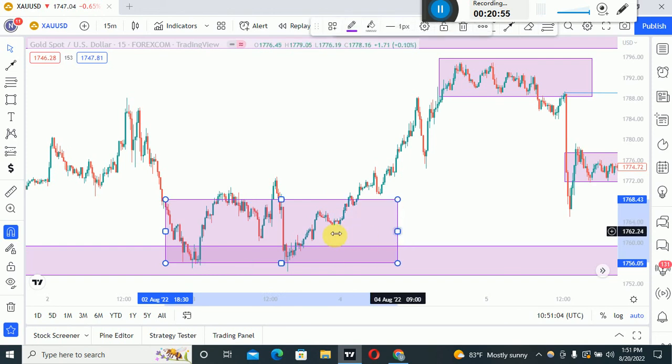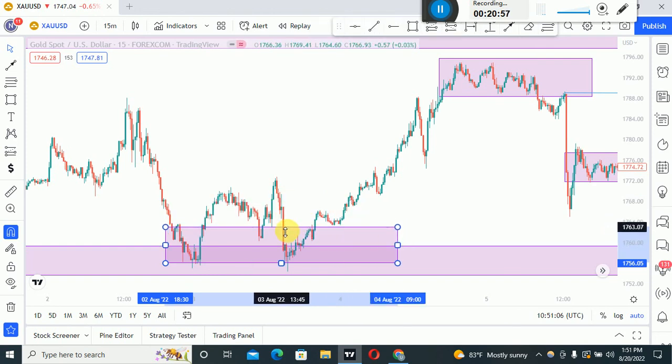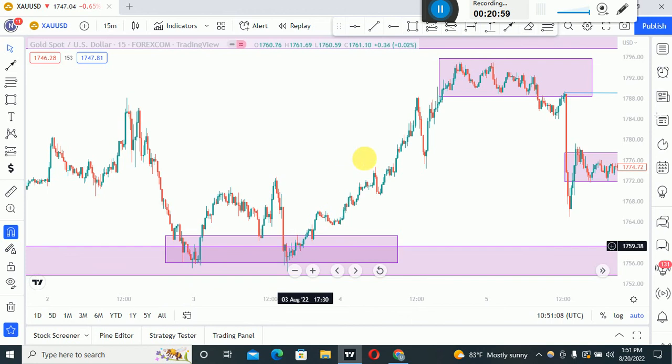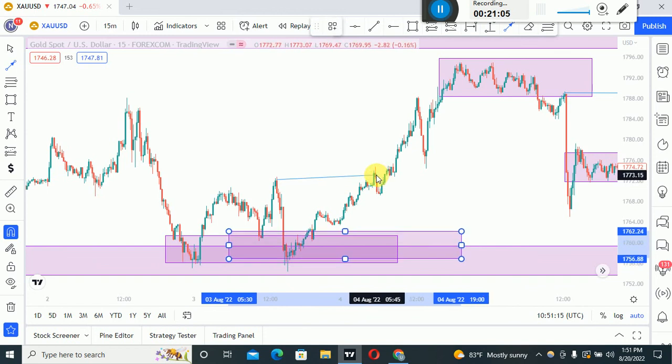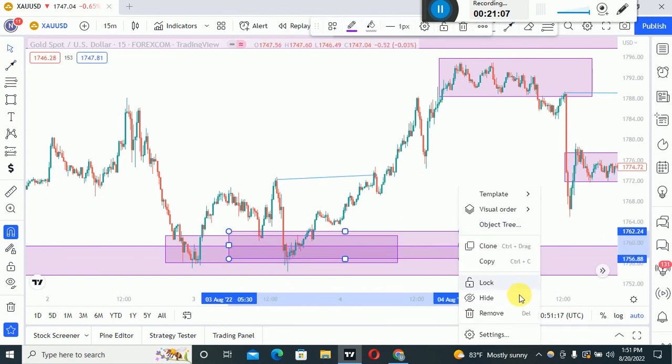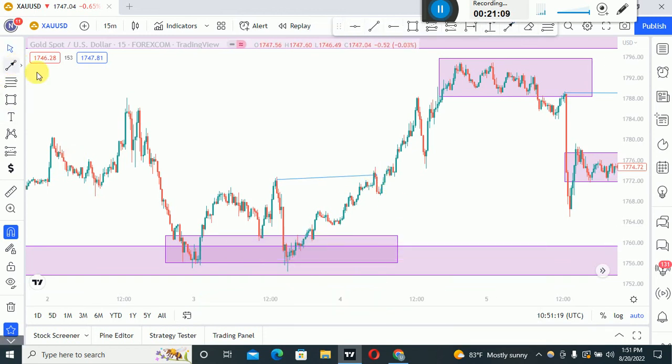This one's a bit tricky, but if you know what you're doing, you can actually get your peak formation from here, and then you target this. You can take first profit here, and then you take a second profit here.